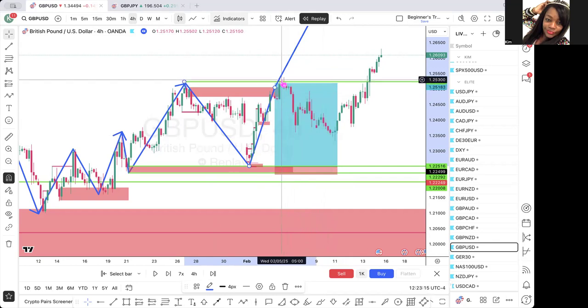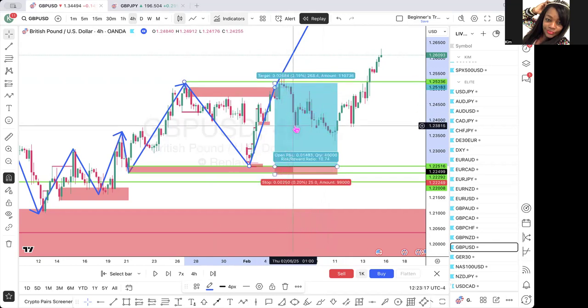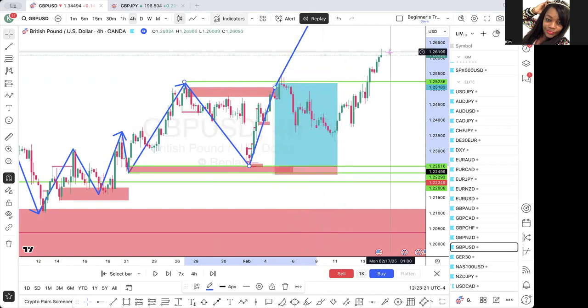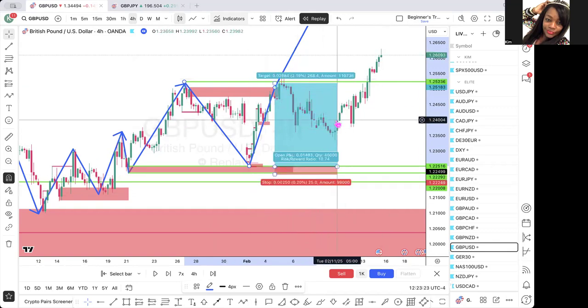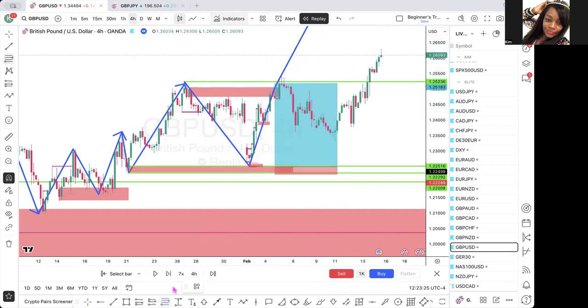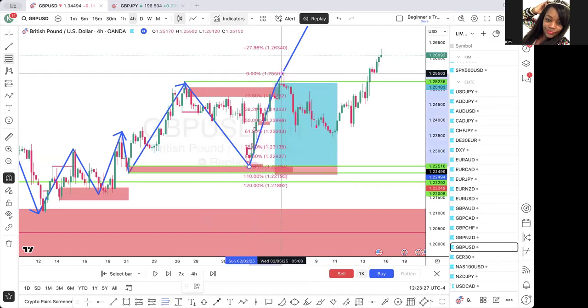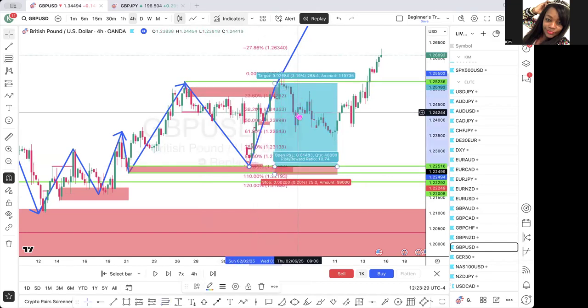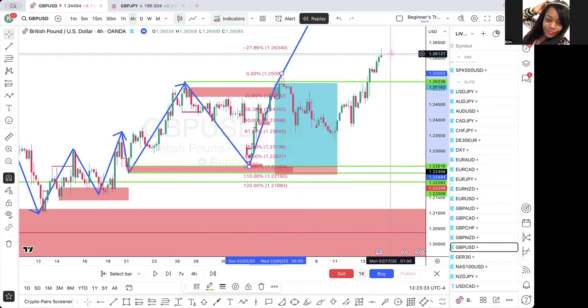Because like we say, we don't know if price is gonna pull back to the 50%, the 618, and then take off. And if I fib this move, okay, it did just that: 50%, 618, and then it took off.